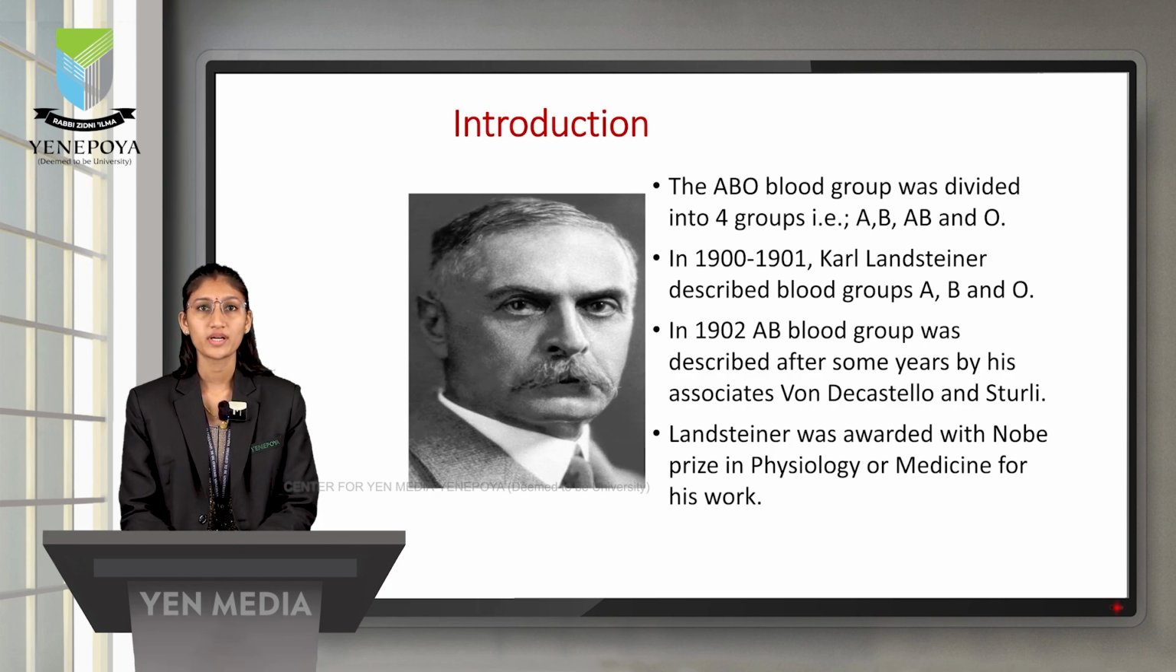So the ABO blood grouping system was discovered by Karl Landsteiner in the year 1900 to 1901. We have 4 different blood groups, which are called the major blood groups, namely A, B, AB and O. In the year 1902, later he discovered the AB blood group with his associates Von Decastello and Sturli. For this work he was awarded the Nobel Prize.